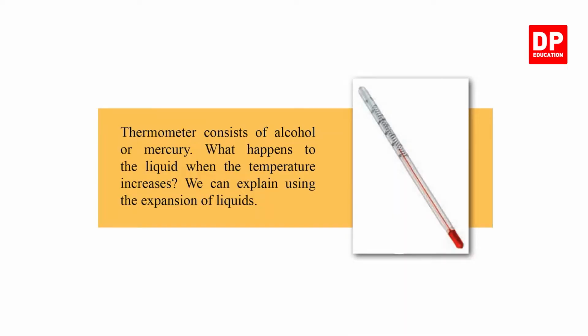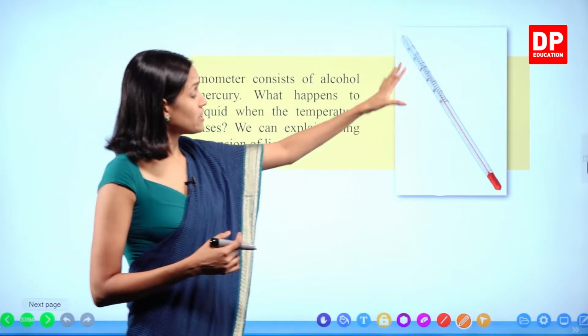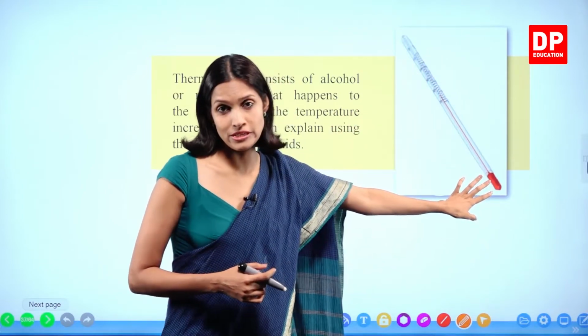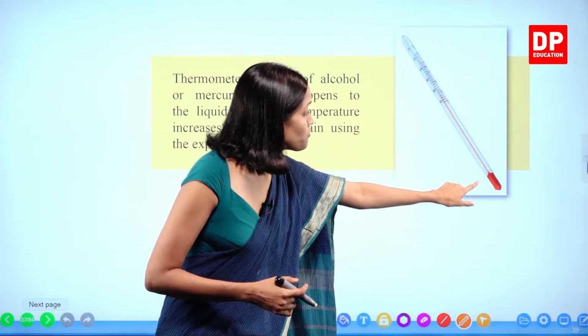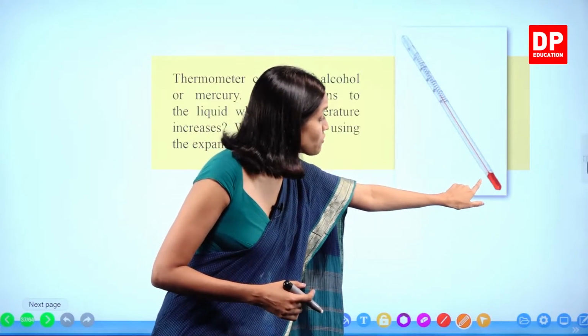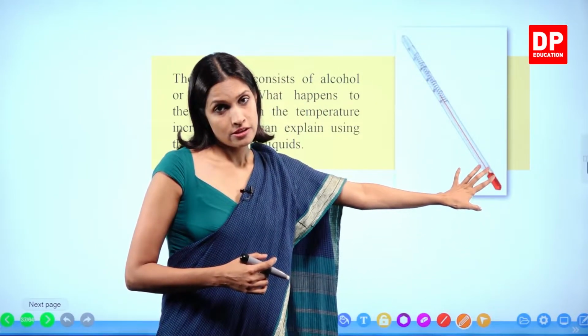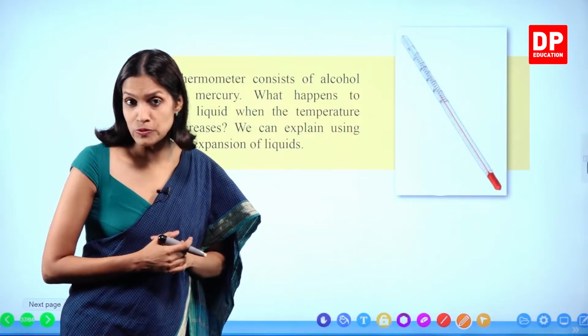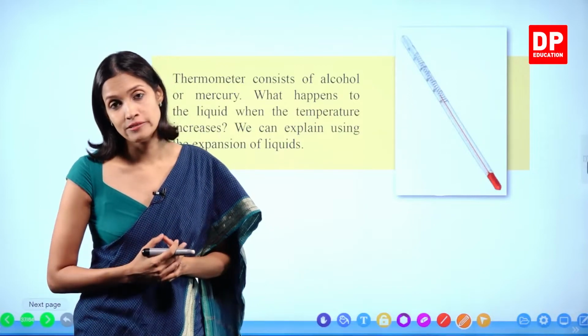Right. Look at this one. What is this, children? We already used this instrument. This is the thermometer, right? A thermometer consists of alcohol or mercury. There are different types of thermometers. Now, this is known as the bulb thermometer. In this type of bulb thermometer, a liquid is filled inside the bulb. Basically, to fill this bulb, two types of liquids are used, that is mercury and alcohol.